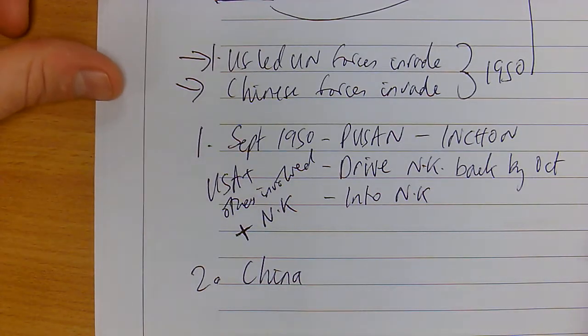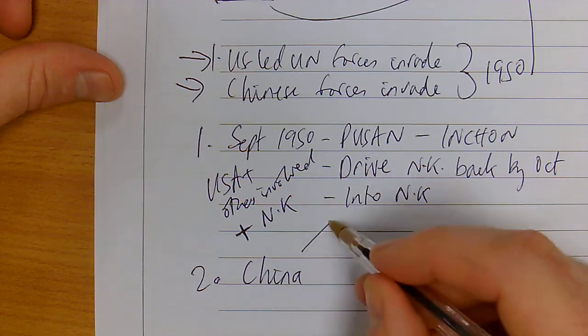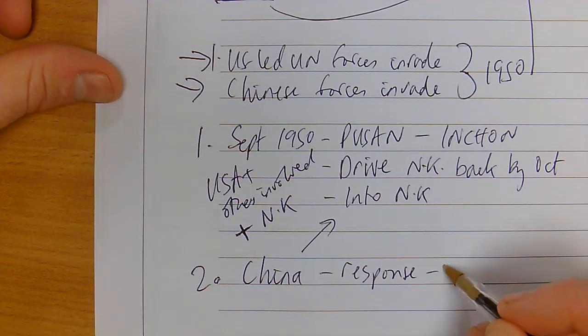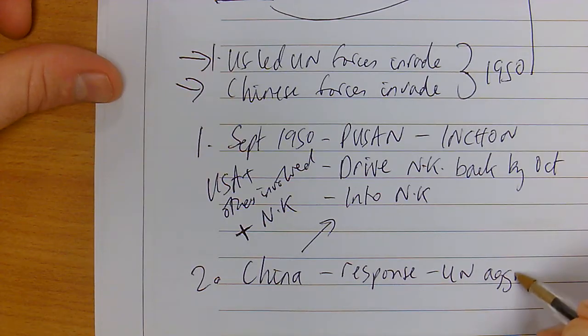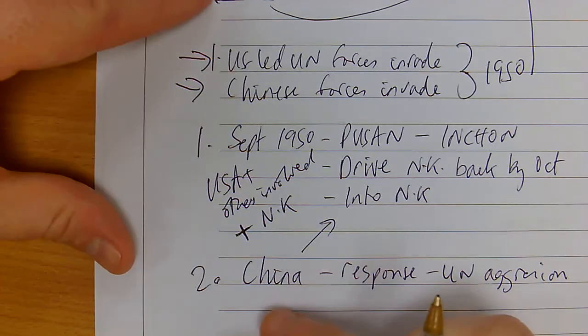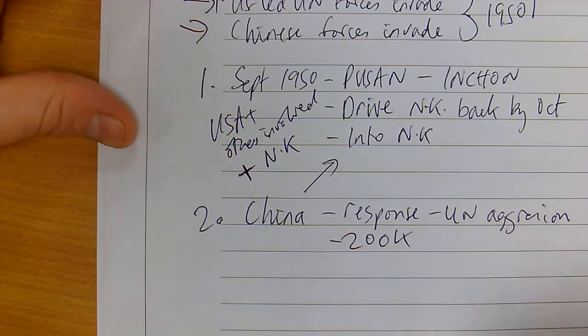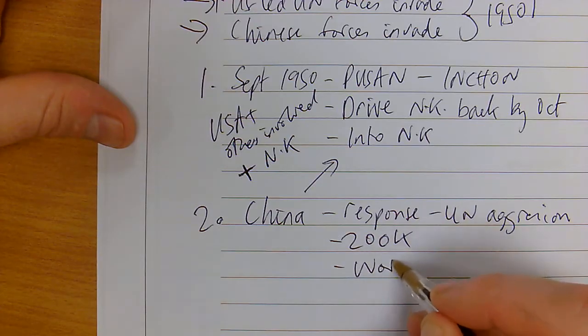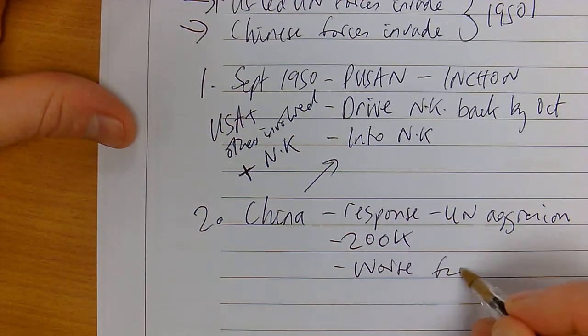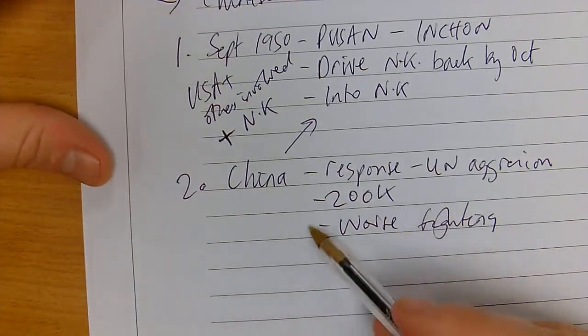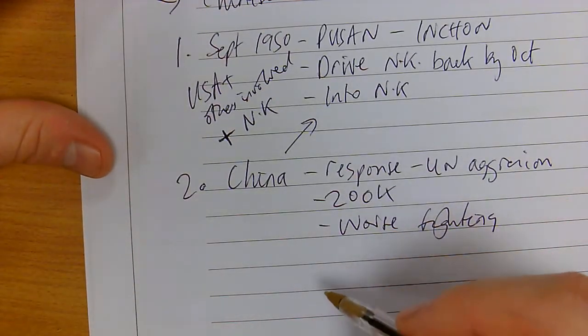And we know that the Chinese forces invade as a response to what they see as UN aggression. Okay? So they send, or another bit of evidence I could use, they send about 200,000 men, and the fighting gets much, much worse and much more brutal. Okay? And now, why is that a much more tense situation? Why has it got worse?